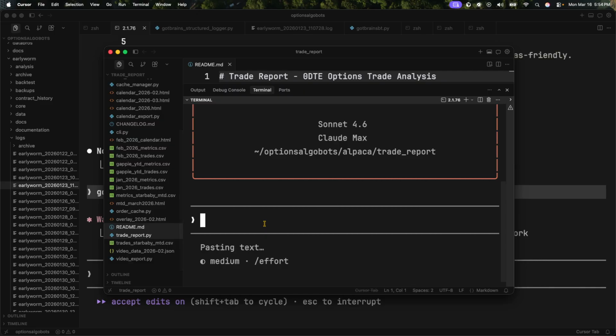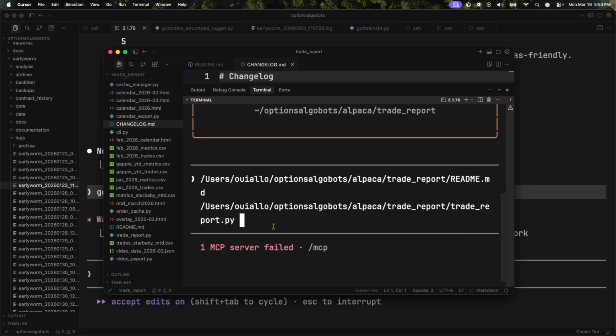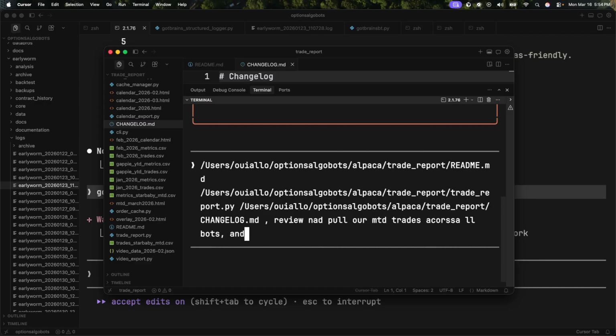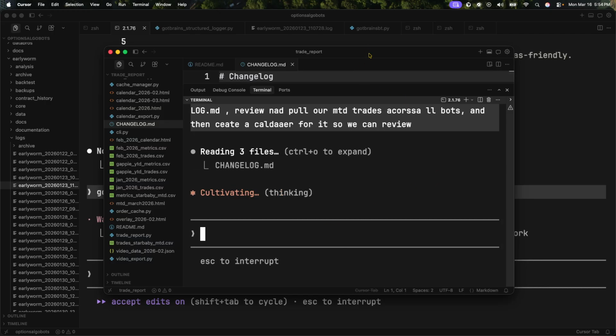Hold on. I'm going to pull our month-to-date trades, and I'm going to have it create a calendar so we can actually review it. So I can show you the impetus behind this. Review, and then pull our MTD, month-to-date trades, across all bots, and then create a calendar for it so we can review. So I'm going to let that do its thing.